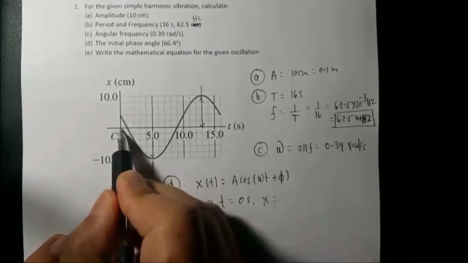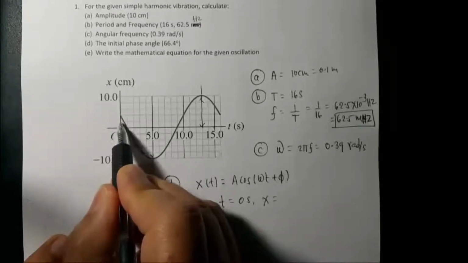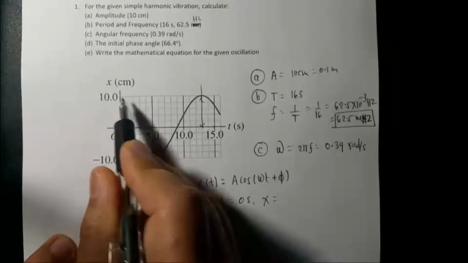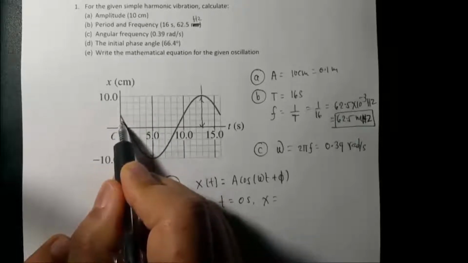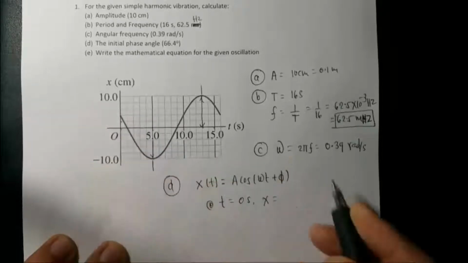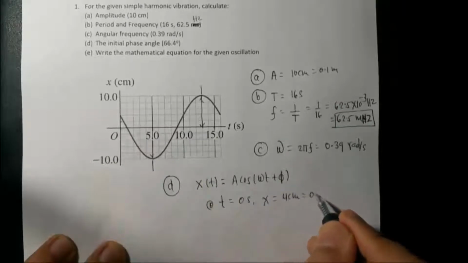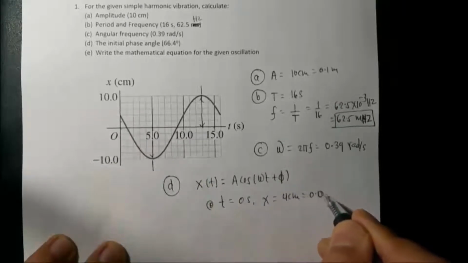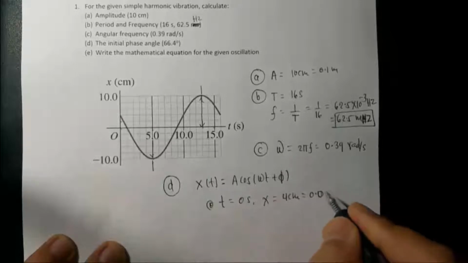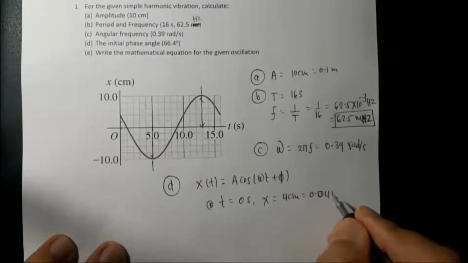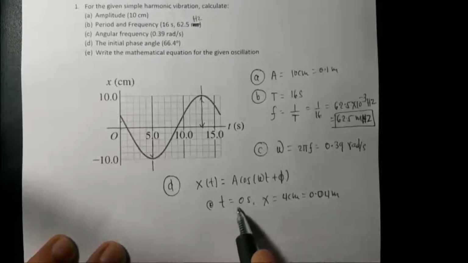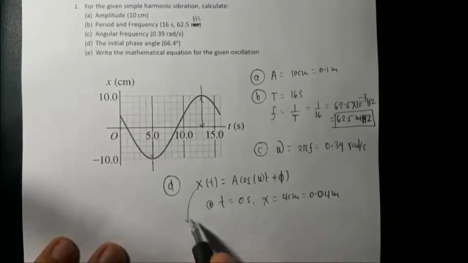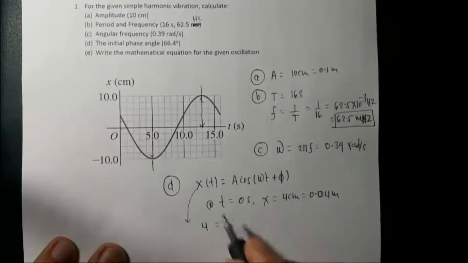From here at t equals 0 seconds, the displacement is 1, 2, 3, 4, 5 squares, so 2 centimeters each, so 4 centimeters. That is the displacement at 0 seconds. So then you put it here. x at t equals 0 is 4 centimeters. Just keep everything in centimeter. Amplitude doesn't change, amplitude is 10, times cos.